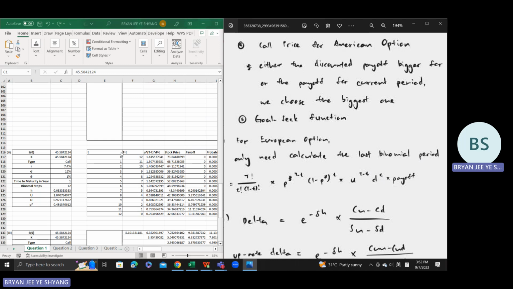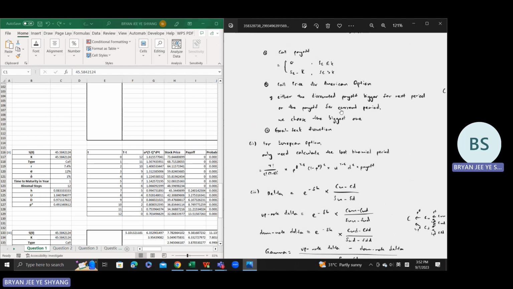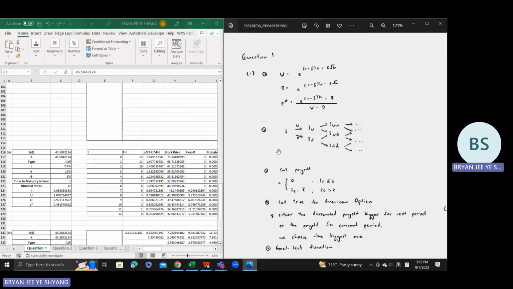Because we have 12 periods, the total big T is equal to 12, and we put that the small t is from 0 to 12, and then big T minus small t is from 12 to 0. Then we calculate U to the power of big T minus small t, times D to the power of small t, and then we have this column. And then how to calculate the stock price? So the stock price is equal to this, right?